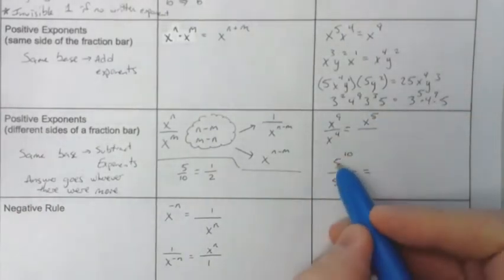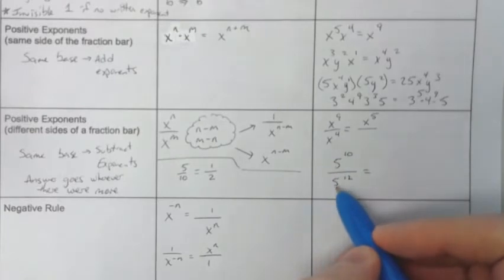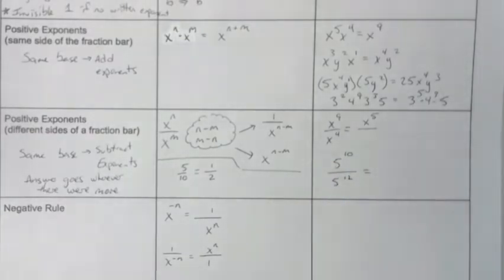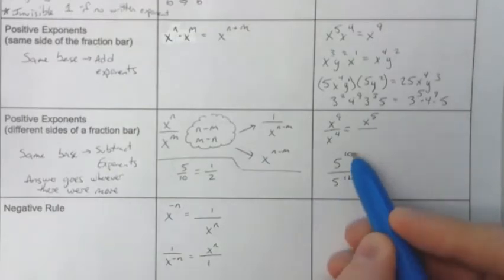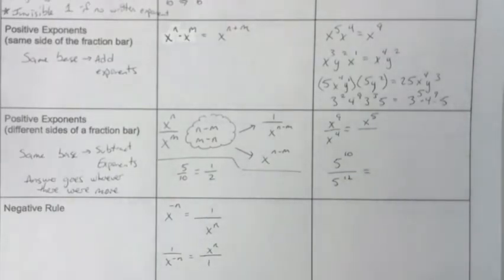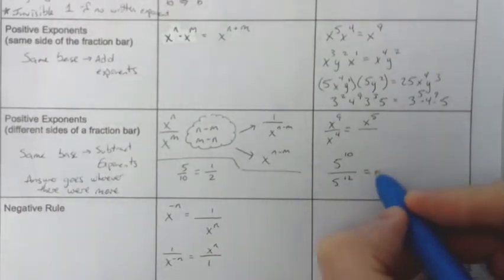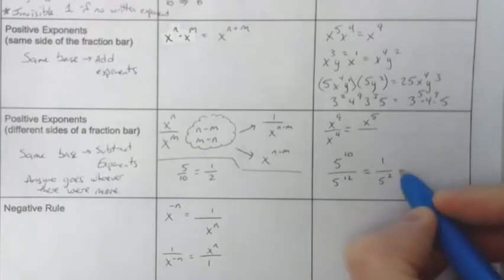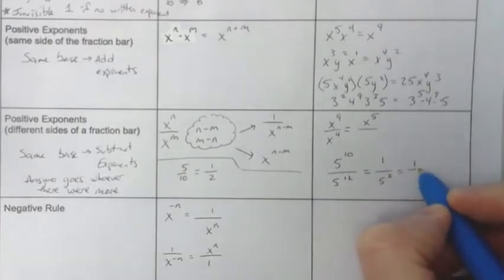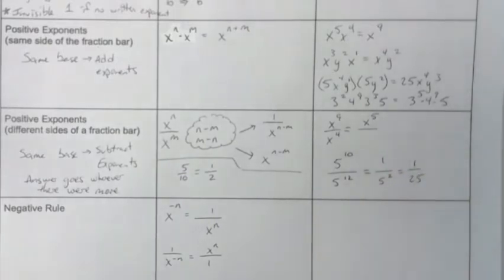Now in this case, I have 5 and 5 as my base, not a variable anymore, but a number. But they're the same is the important piece. And in this case, I have 10 and 12. Well, 12 minus 10 is 2. And I have more on bottom, so I'm going to put a 5 on bottom, squared, 1 as a placeholder. And this is a small enough number where I would ask you to simplify as 1 over 25.